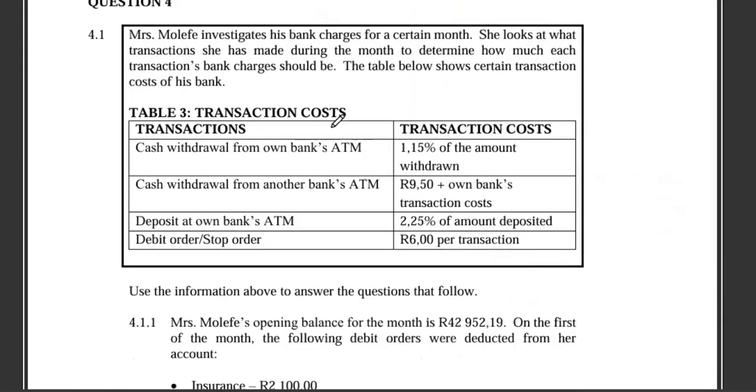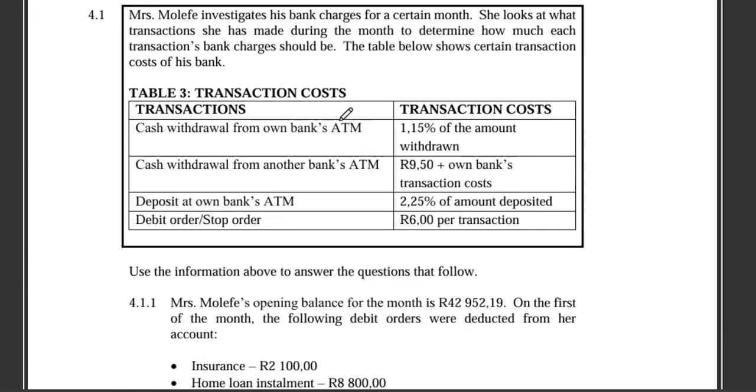Question number 4. Mrs. Molefe investigates her bank charges for a certain month. She looks at what transactions she has made during the month to determine how much each transaction's bank charges should be. The table below shows certain transaction costs of the bank. So table 3, transaction costs. Okay.